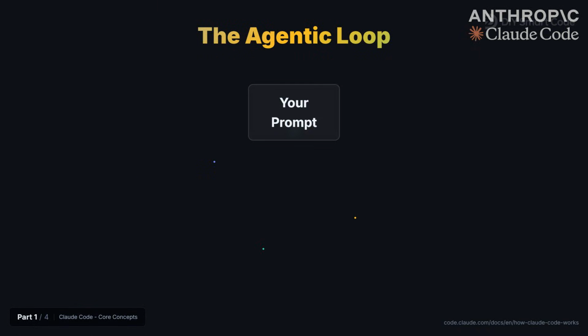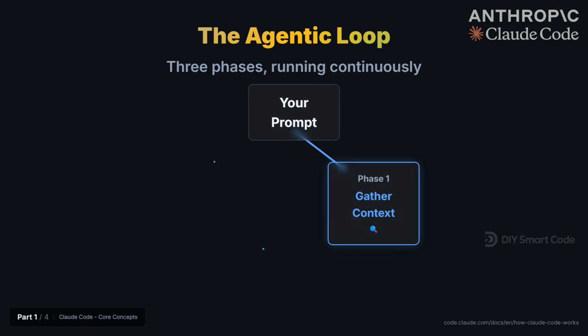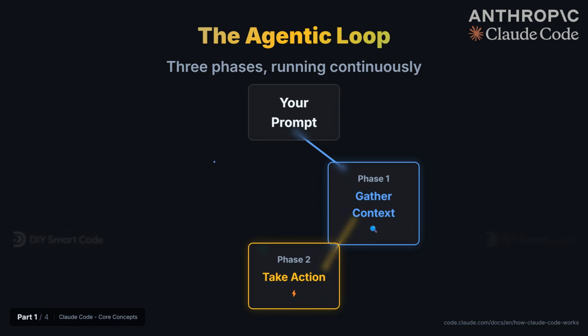Everything Claude Code does follows the agentic loop. 3 phases, running continuously until the job is done. Phase 1. Gather context. Claude reads files, searches your codebase, and builds understanding of the problem. Phase 2. Take action. It edits code, runs shell commands, installs packages, whatever the task requires. Phase 3. Verify results. It runs your tests, checks the output, and confirms the fix actually works.